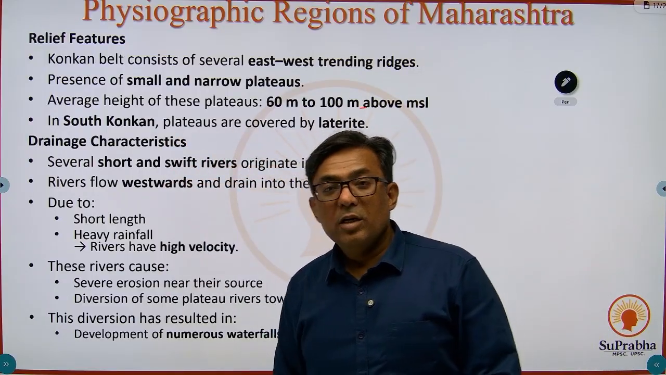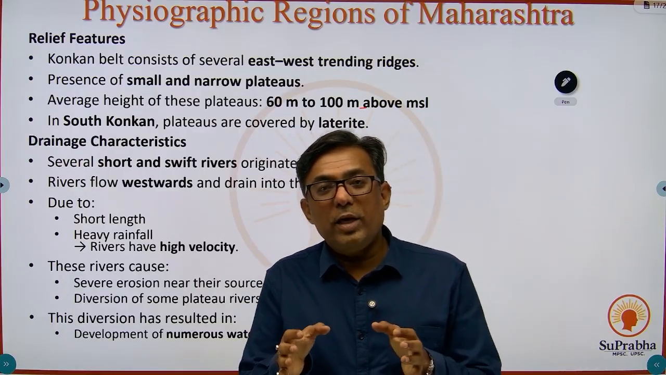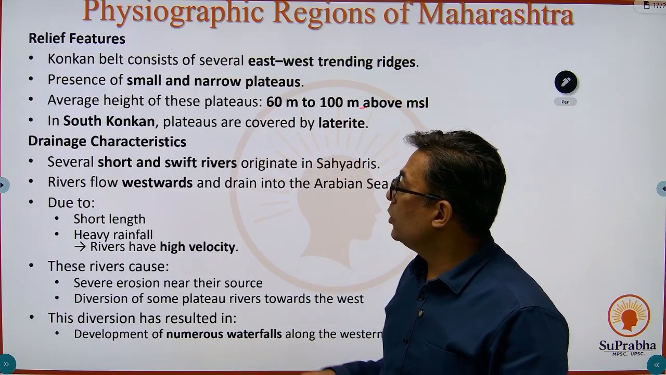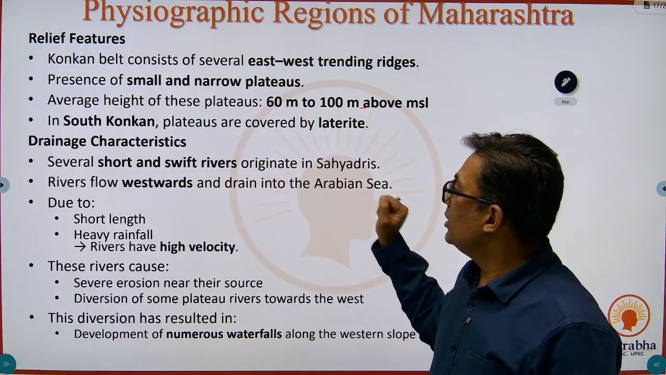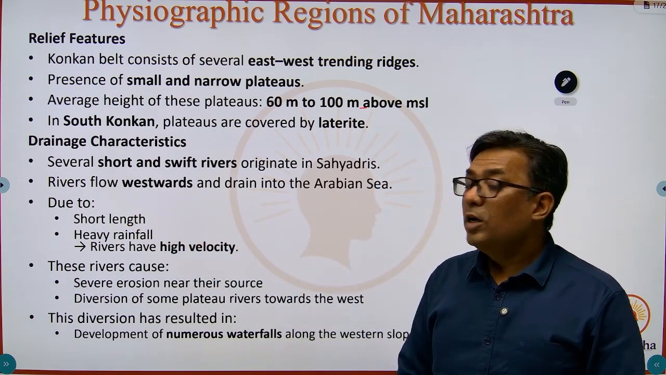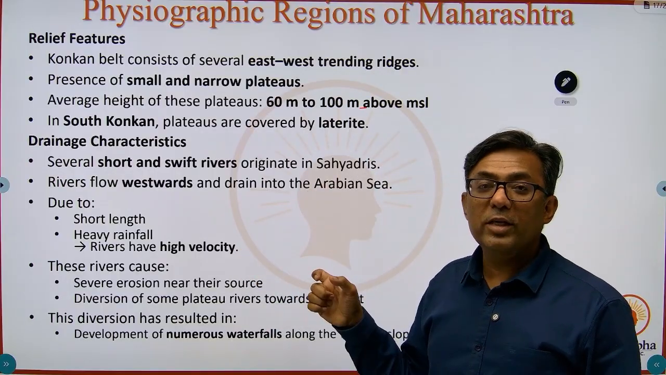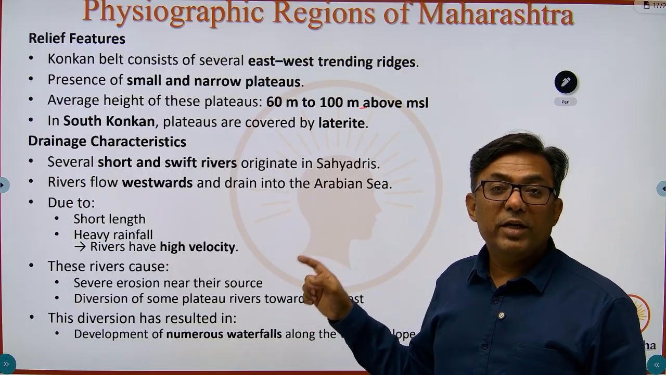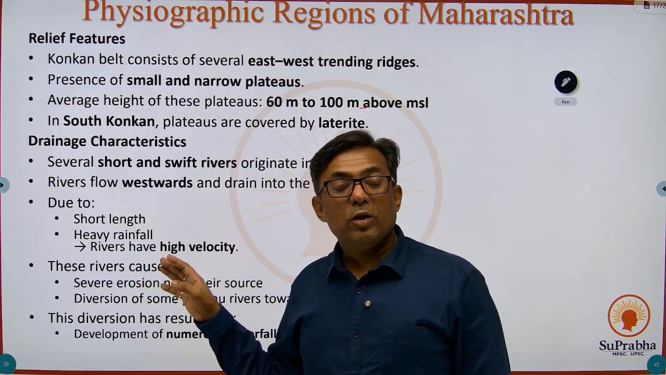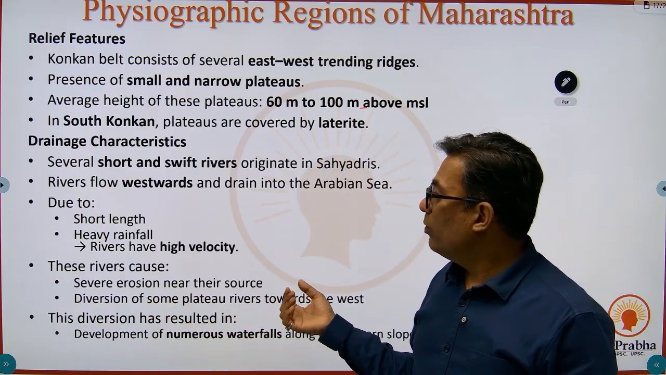Drainage characteristics: Western Ghats, Arabian Sea, very narrow gap. So, you have many short and swift rivers along the western coast of Maharashtra. The drainage characteristics in Konkan: several short and swift rivers originate in the Sahyadris. Rivers flow westwards and drain into the Arabian Sea. This part is important. They flow westwards and drain into the Arabian Sea, and they are short and swift. And that's the reason we don't have any delta formations on the western coast of Maharashtra. There are no delta formations, or hardly any, only very small deltas.